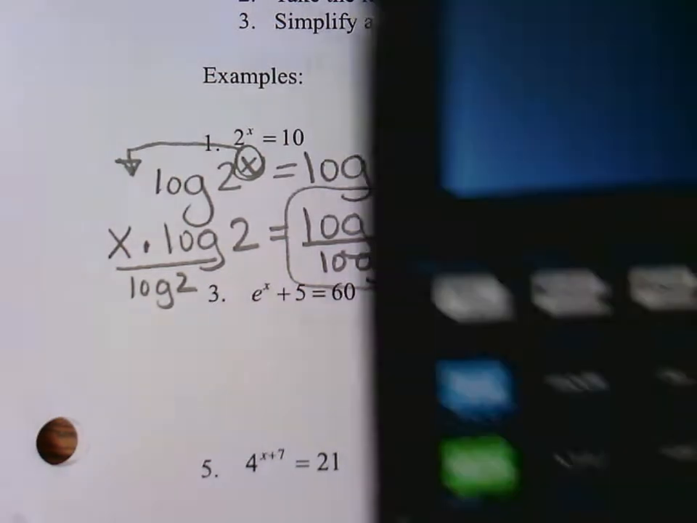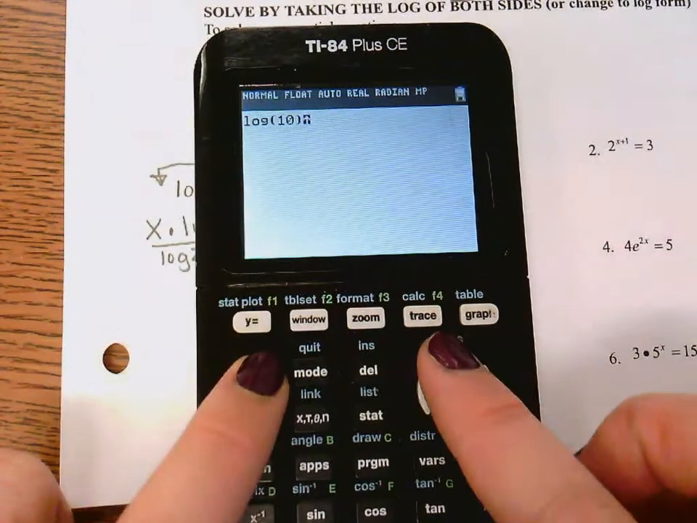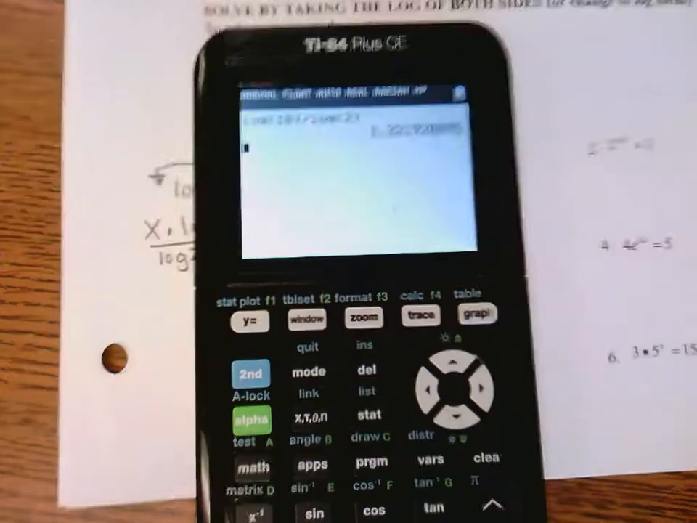You're going to do the log of 10 on your calculator, close parentheses, and you're going to divide by the log of 2 on your calculator and get 3.32. Remember I said it was going to be a decimal of 3.32, for example? So that should make sense. 2 to the 3.32 power will give me 10.